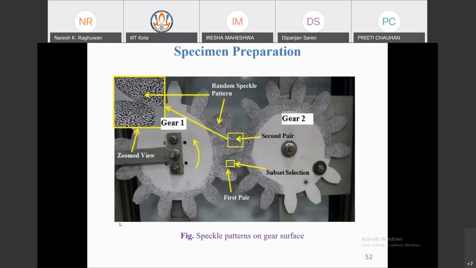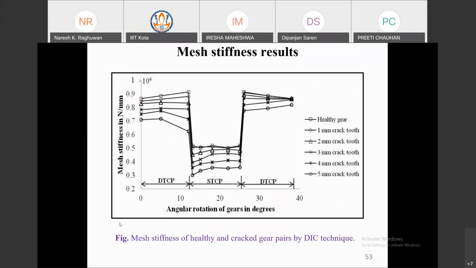Some preparation of the specimen is required; random speckles have to be applied. First of all, you paint the gears, then speckle some patterns, capture the images, then rotate the gear to a particular position, then apply the load. You will get the mass stiffness result.